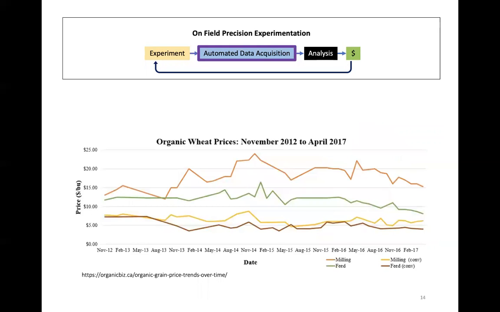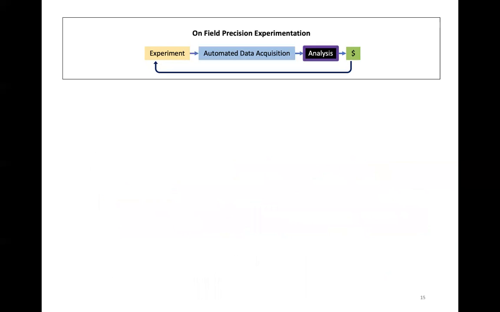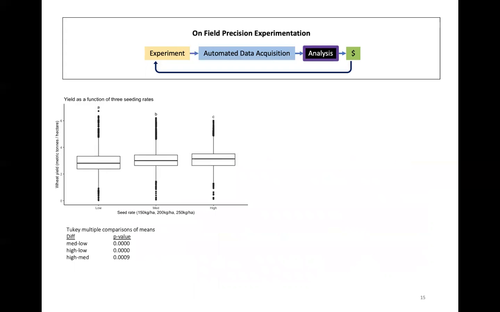So then, of course, we take economic returns into account when trying to understand what the economic impact of this system would be for the farmer. And all of that then goes into our analysis. So here are some quick results from that specific seeding experiment that we did in 2019 in Manitoba.